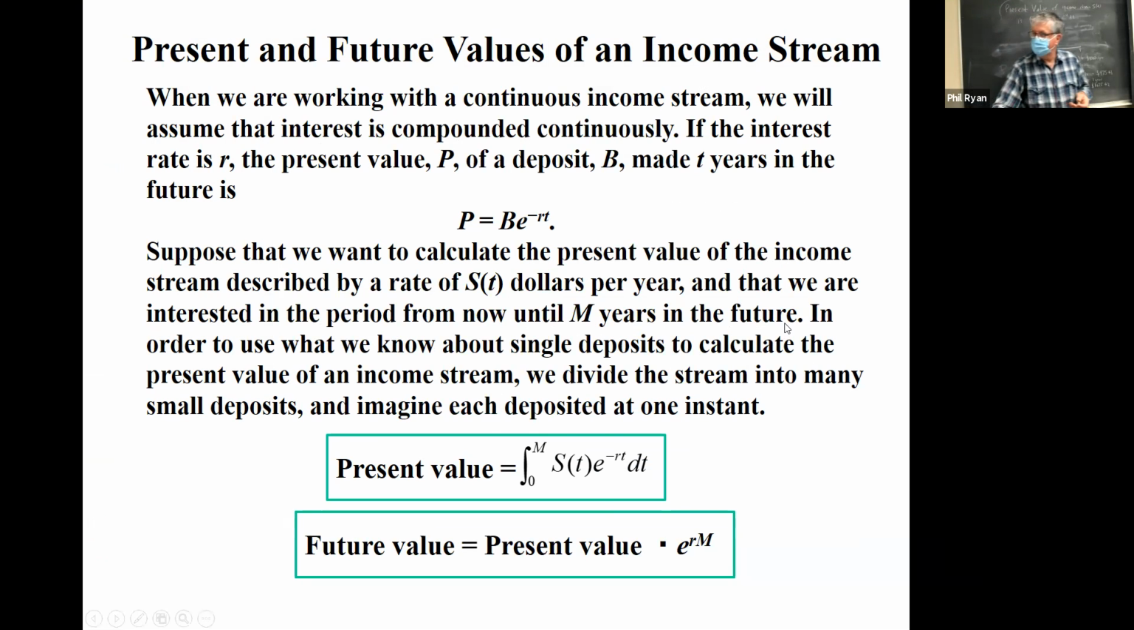Okay, so this is what we did today. We consider the situation where we have a continuous income stream, and we set our interest rate to be compounded continuously just because it makes the formulas easy. It's very easy to convert from compounding annually to compounding continuously. You just do the formula.